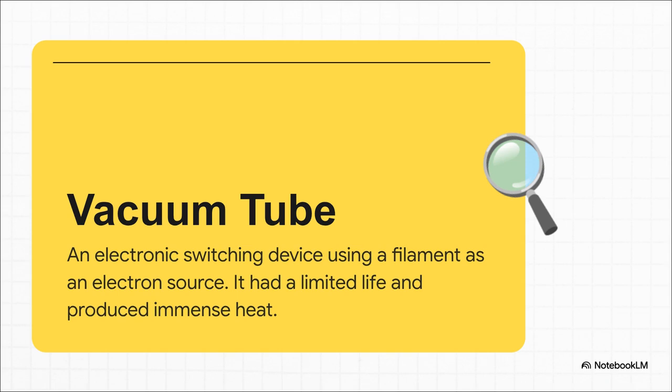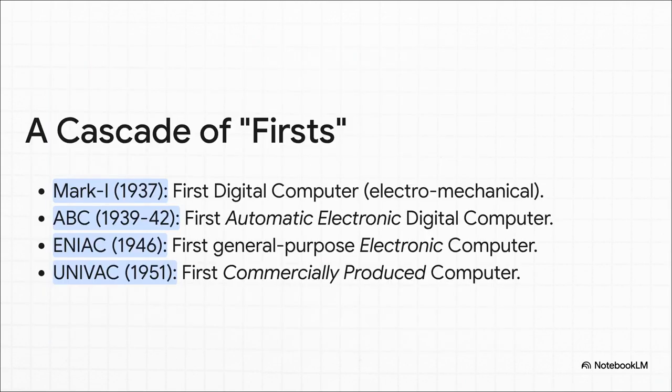And the new technology that broke down that wall was the vacuum tube. You can think of it like an electronic light switch, but with absolutely no moving parts. It could flip a current on or off at incredible speeds. This was the key that unlocked everything. But it wasn't perfect. These things had short lifespans, and they generated a ton of heat. But once we had vacuum tubes, innovation just exploded.